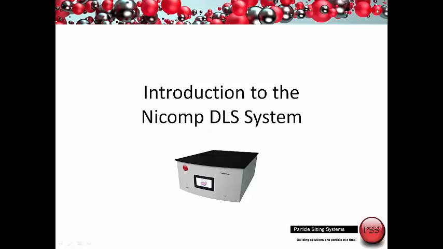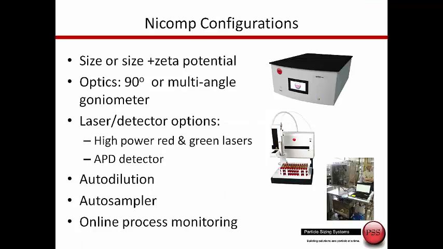Welcome to a short introduction to the Nicomp dynamic light scattering system. We can configure the Nicomp N3000 several ways. It could be configured just for particle size or for particle size and zeta potential. The optics can either be configured as a fixed 90-degree system or multi-angle goniometer where we could measure the light scattering at essentially any angle.